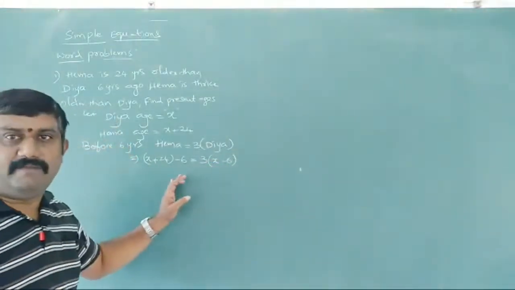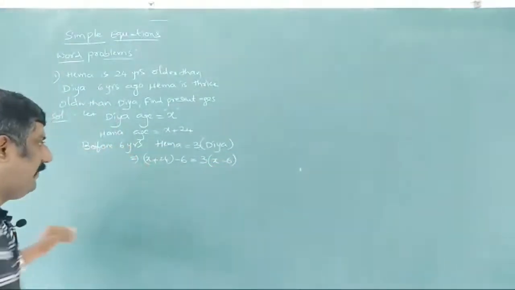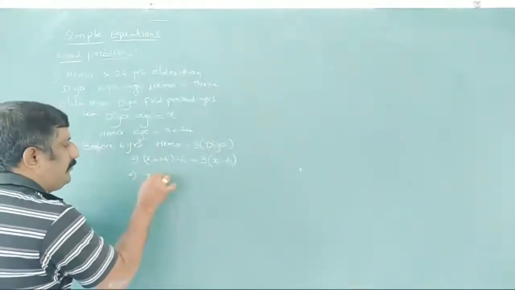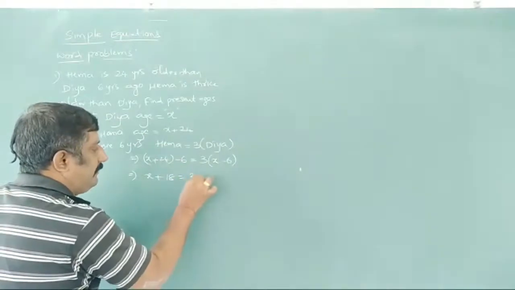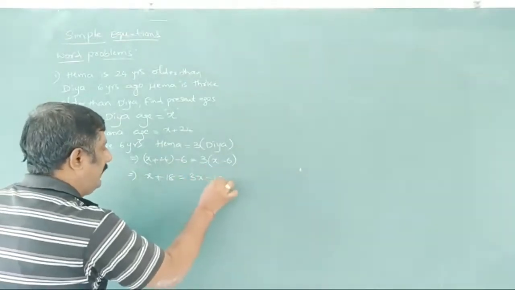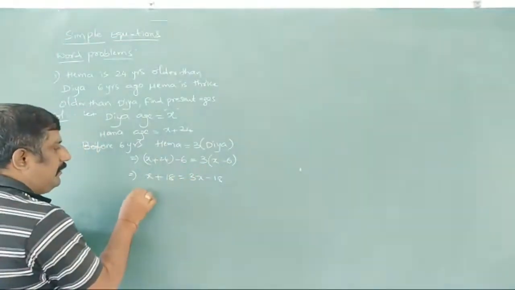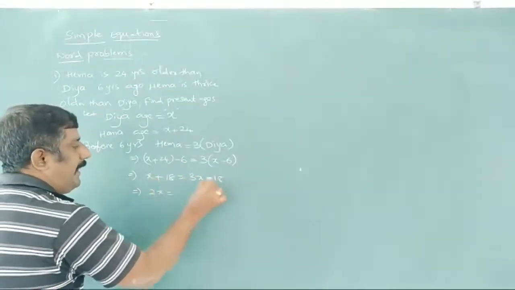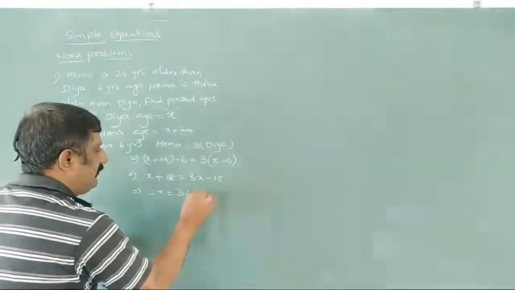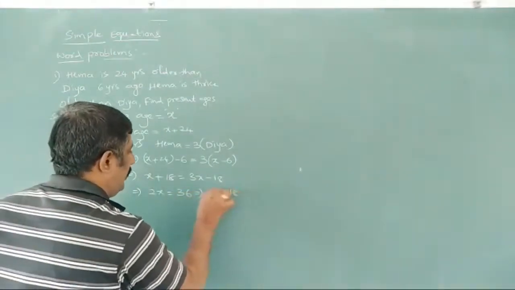Now, this is the simple equation we got here. Try to solve this simple equation. How much are you going to get? X plus 24 minus 6 is 18. 3x minus 3 sixes are 18. Send this here and here. So it becomes 3x minus x is 2x. 18 plus 18 is 36.